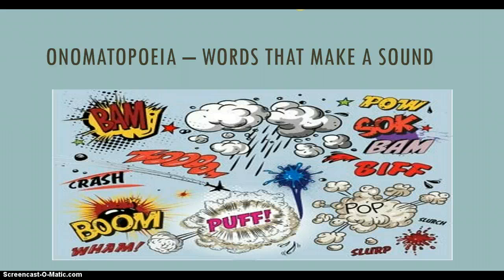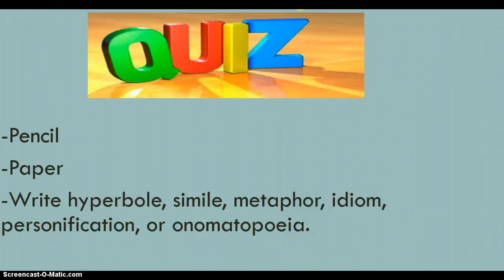Finally, onomatopoeias are words that are often found in comic books or graphic novels. These are words that make a sound: bam, zoom, puff. And of course, the one that most students know is zzz.